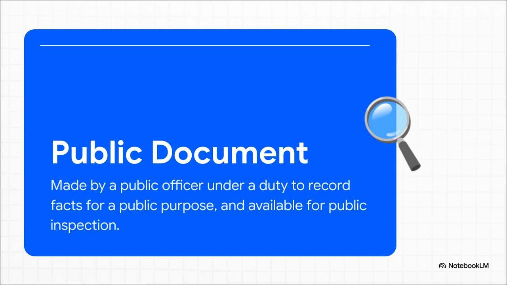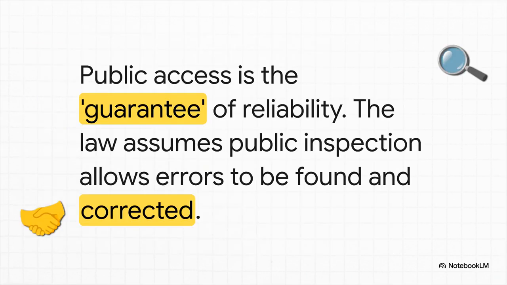The record has to be for a public purpose, and, this is the most important part, it has to be reasonably available for public inspection. You might be asking, why does this exception even exist? What's the logic? Well, it all comes down to reliability. The thinking is that public access is the ultimate guarantee of a document's accuracy.